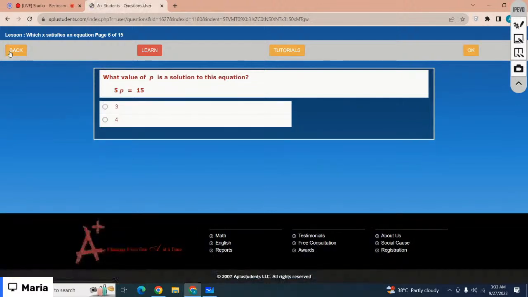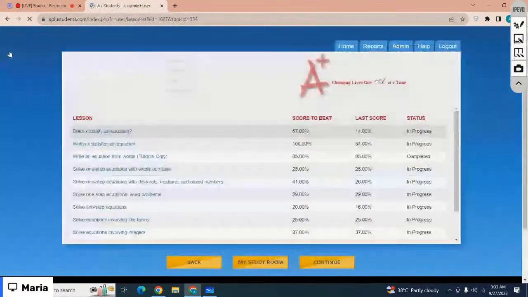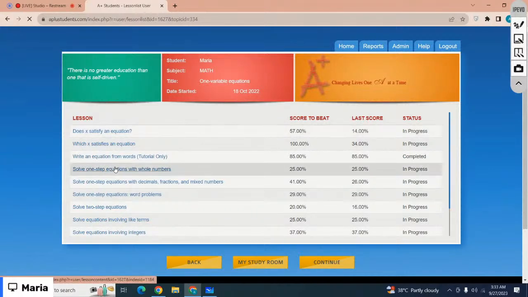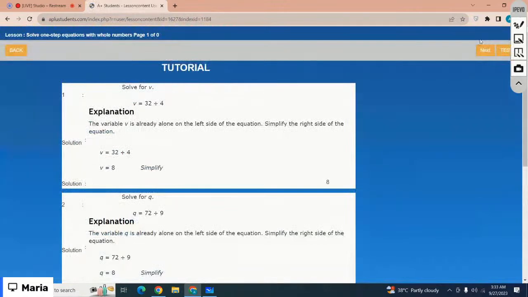Okay, the next lesson is write an equation from words. If the equation doesn't have practice questions, you can find the lesson in your book and do the practice questions from the book. Next, solve one-step equations with whole numbers. Let's just start with the lesson.